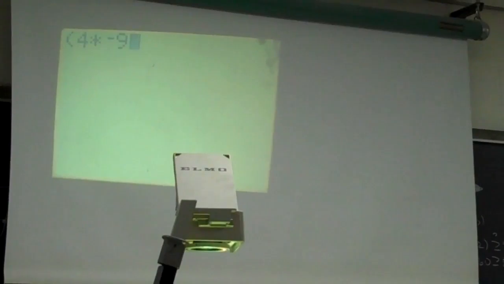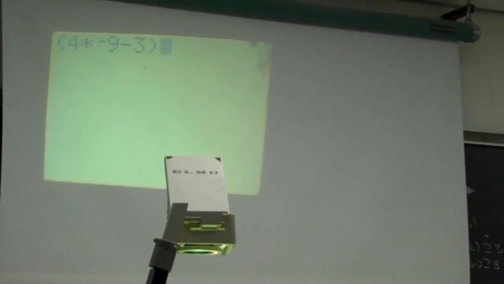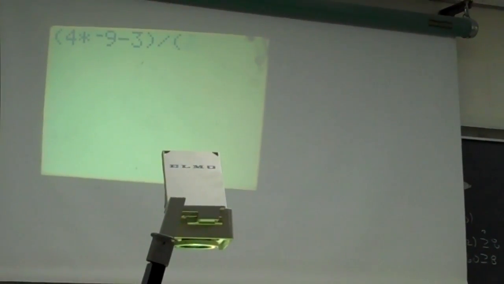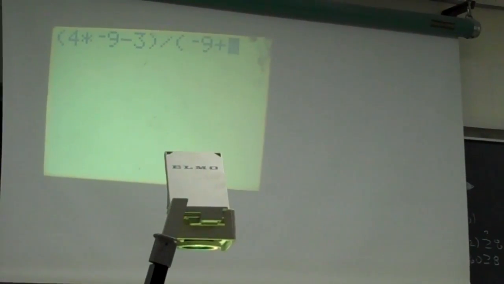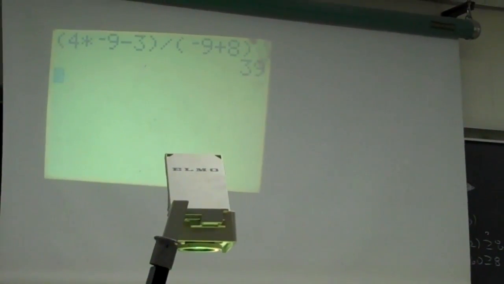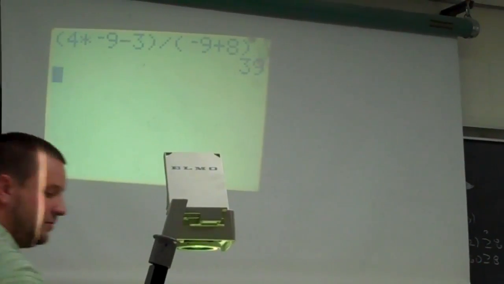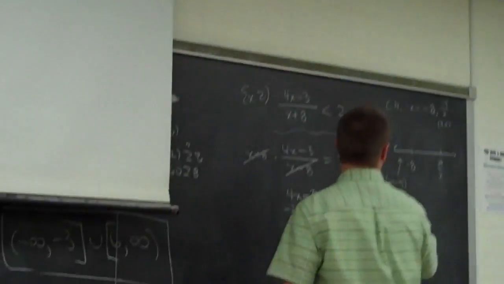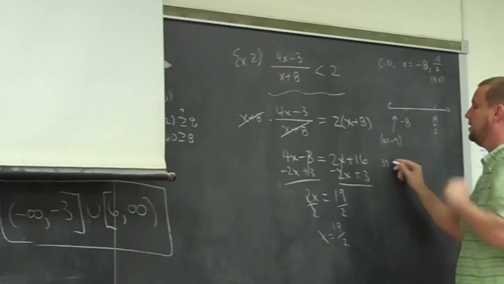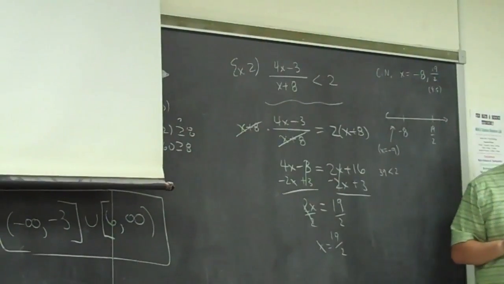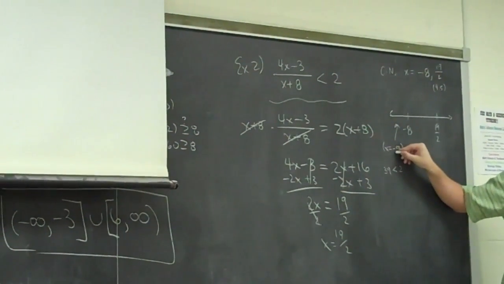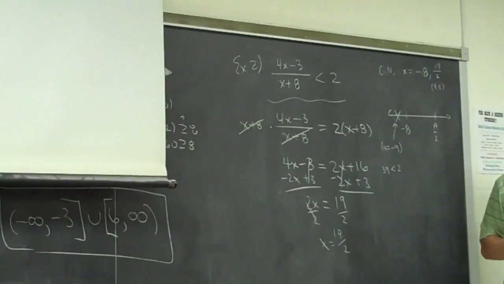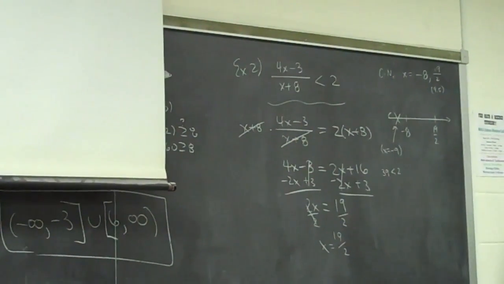There we go. So if I'm taking negative 9 and plugging it in, that's 4 times negative 9 minus 3 on top, divided by negative 9 plus 8 on bottom, which I could have done in my head, and I get 39. Okay, good choice. So that's 39. And I want to know, should 39 be less than 2? True or false? False. Very false, right? So was negative 9 a solution? So nothing else less than negative 8 would be a solution either.